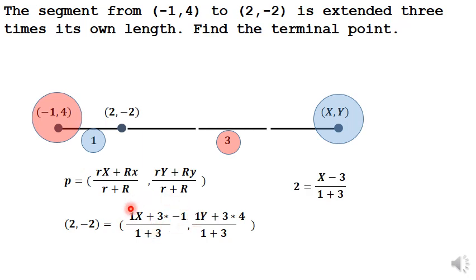This axis has a point somewhere on its line equal to 2. So we have this one, while the y has this point -2. So we have y plus 3 times 4, which is 12. So we have -2, which is this point, is equal to y plus 12 over 1 plus 3. So y is equal to -20.